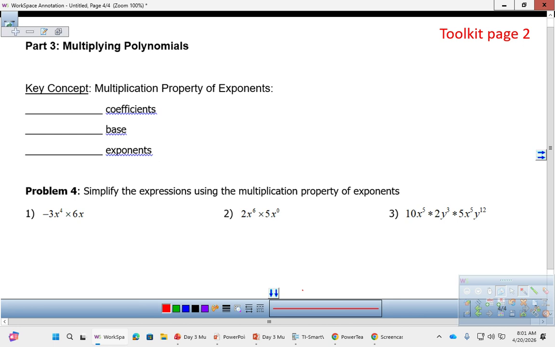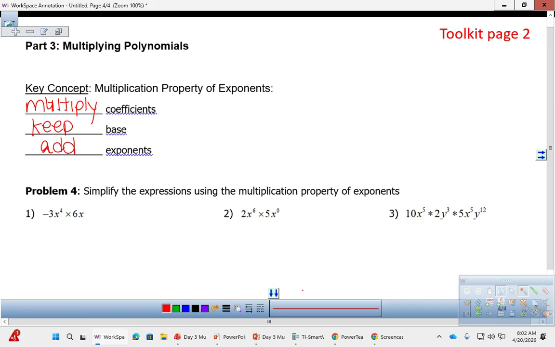So if we are doing the multiplication property of exponents, we are multiplying the numbers in front. We are keeping the variables the same, and we are adding the exponents together. You will multiply if you see these two things have a dot between them, or a star between them, or you see parentheses separating them.